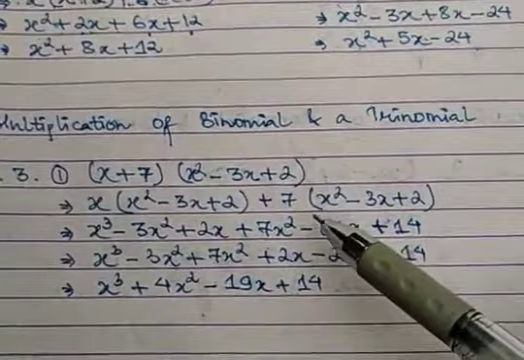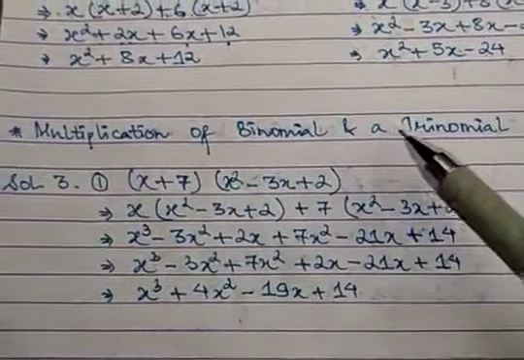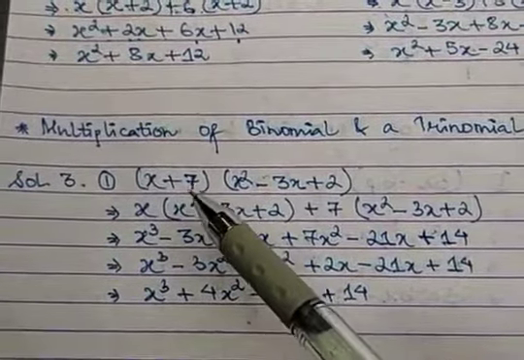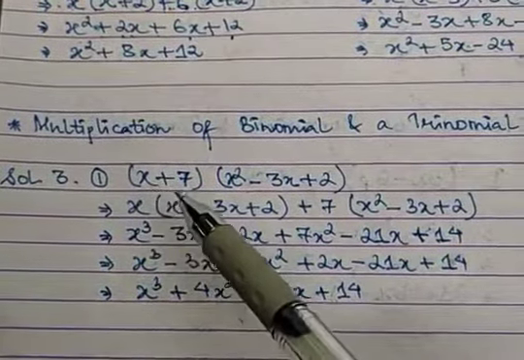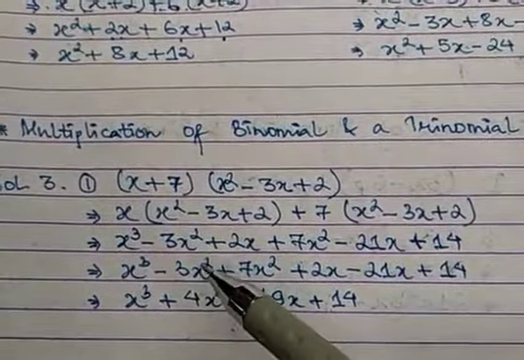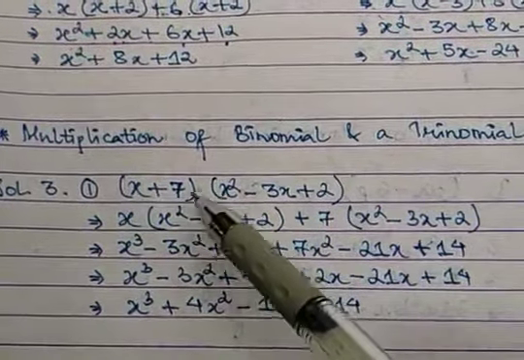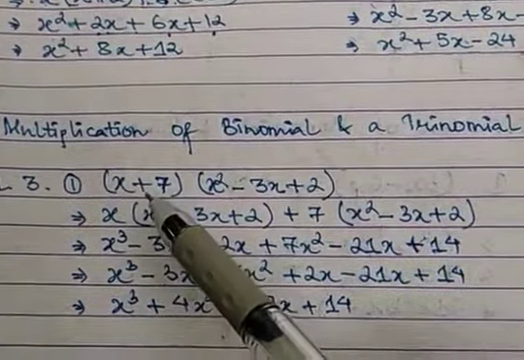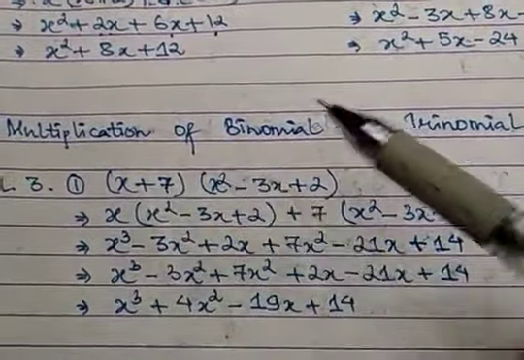So the last part we have here is multiplication of a binomial and a trinomial, so 2 terms and a 3 term. Our question is x plus 7 into x squared minus 3x plus 2. As I have already said, we can split one of the terms. So I am splitting the smaller term, it will be easier for me. If you split the smaller term, it will be easier for you as well.